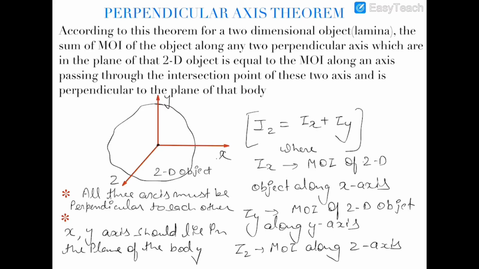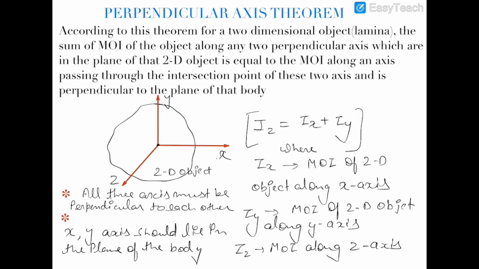Let us first of all consider a two-dimensional object. You can see that this is a two-dimensional sheet. Now there are two axes. The first axis is this one, the x-axis, and the second one is the y-axis. These axes are in the plane of the object. There is a third axis, the z-axis, which is passing through the intersection point of these two axes and which is also perpendicular to the plane containing this two-dimensional object.